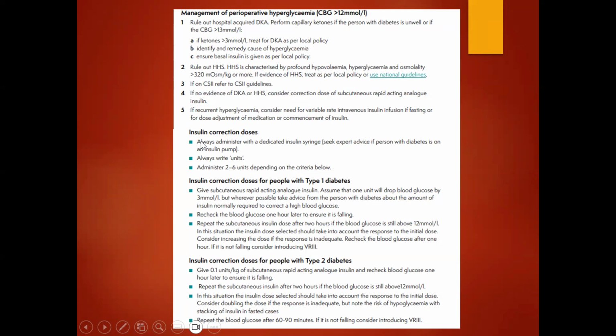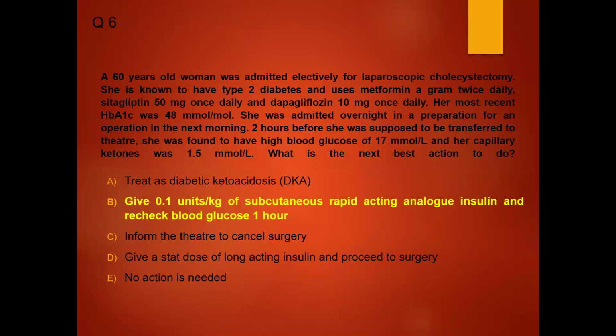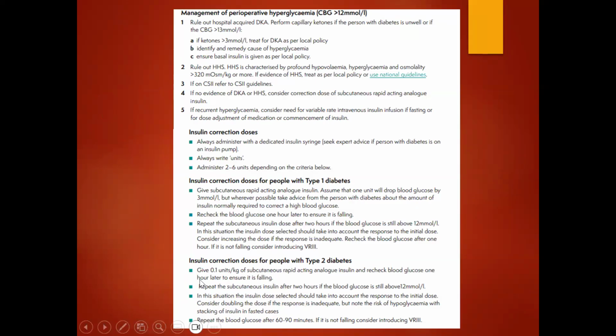What about the insulin correction doses? This is very important to note. We should know about the insulin correction doses in this scenario for type 1 as well as for type 2 diabetic patients. Now, the patient was type 2, remember? So, looking at the principles for type 2 insulin correction, give 0.1 unit per kg of subcutaneous rapid-acting insulin and recheck blood glucose in 1 hour to ensure it is falling. This is as per the guidelines for perioperative hyperglycemia.